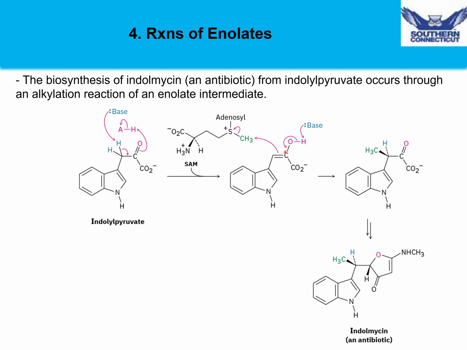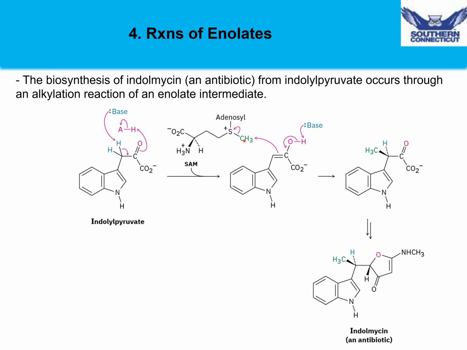Although this is actually shown as an enol, which is essentially the same thing. We're removing this alpha proton, and then the carbonyl is getting protonated. So we have an enol, which is also nucleophilic at the alpha carbon, similar to enolates. In the next step, base will remove this proton, and this alpha carbon will go after the methyl group of a molecule we've seen before called SAM.